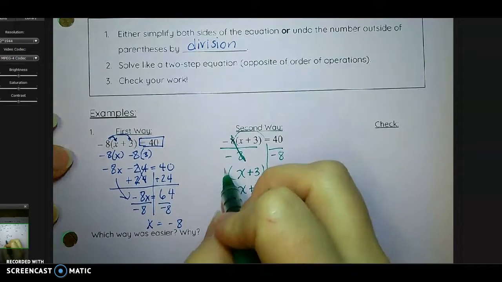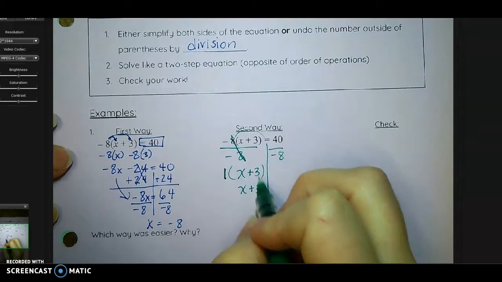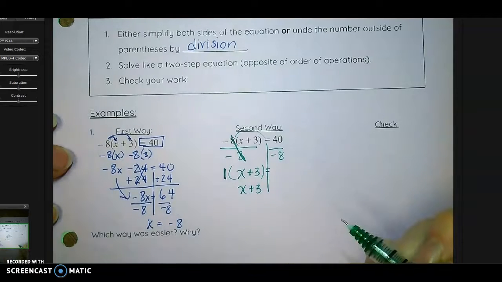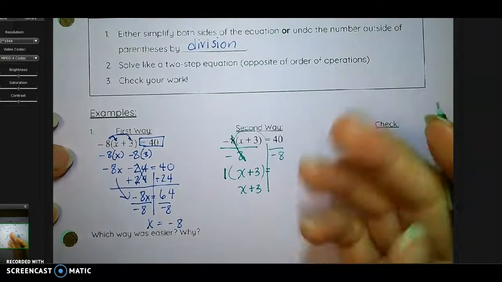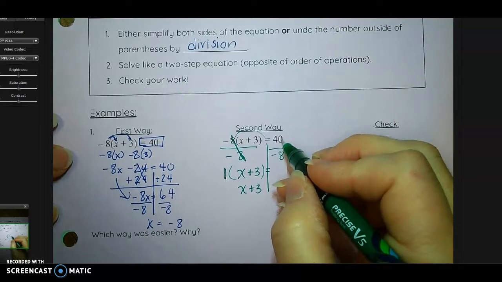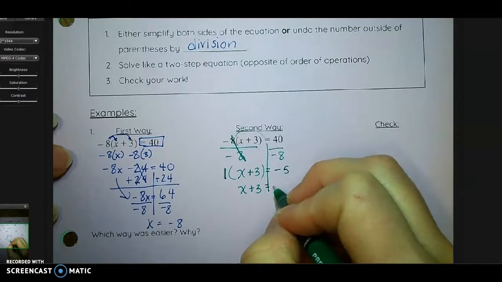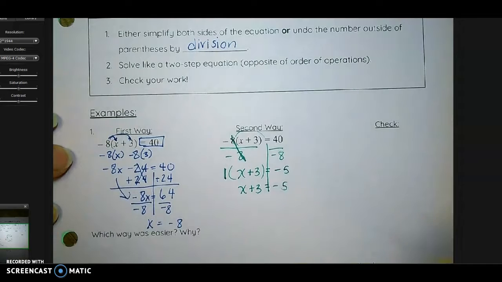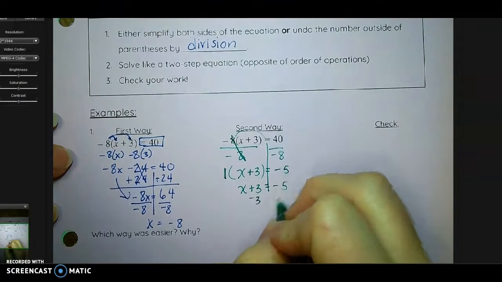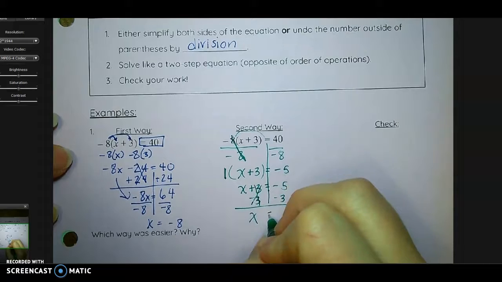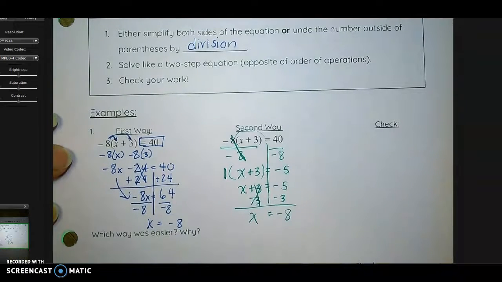You can think of it as still having a 1 there, but when I multiply everything times 1, when it's a positive 1, nothing changes to the inside. The signs stay the same, the numbers and variables stay the same. Then I have 40 divided by negative 8, which is going to give me negative 5. And now I have a one-step equation, and x equals negative 8. So I get negative 8 with both ways.